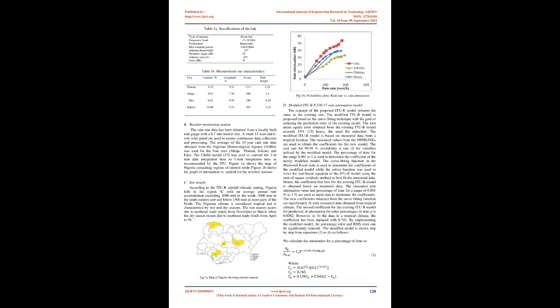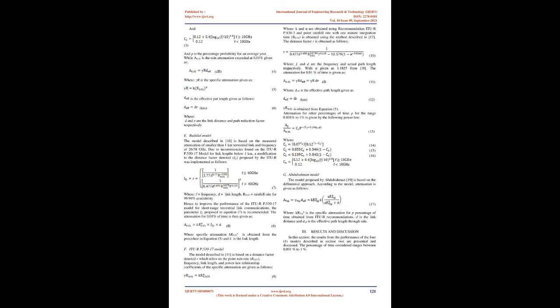Weather monitoring station. The rain rate data has been obtained from a locally built rain gauge with a 0.7 mm bucket size. A small 12-watt, 6-volt solar panel is used to ensure continuous data collection and processing. The average of the 10-year rain rate data obtained from the Nigerian Meteorological Agency, NIMET, was used for the 4 sites: Abuja, Plateau, Sokoto, and Edo.